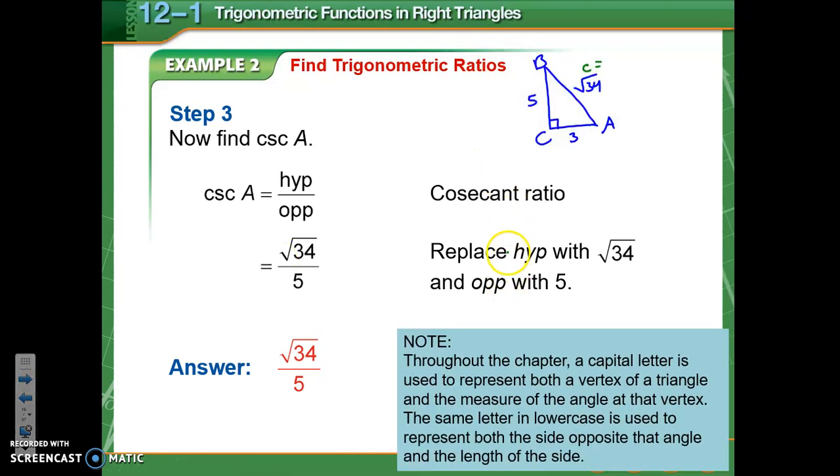This is a reminder of notation: capital letters are used to represent the vertices of a triangle or the measure of the angle at that vertex. The side opposite of that angle is labeled with the lowercase letter. So in this case, lowercase a is side A, opposite of angle A. C is opposite of angle C, and side B is opposite of angle B. So that's just a reminder about notation.